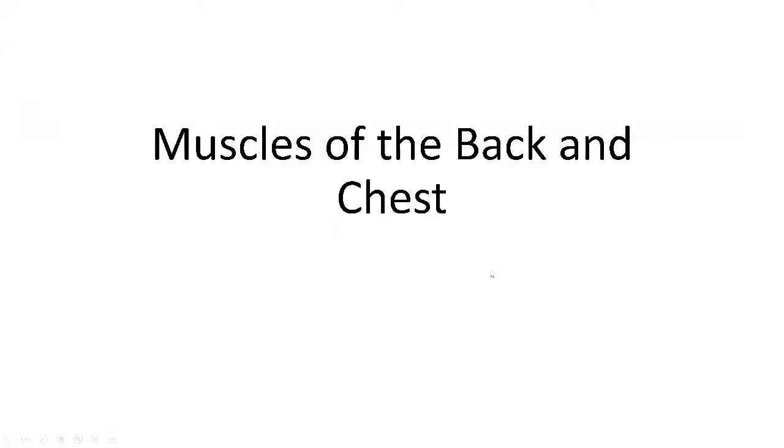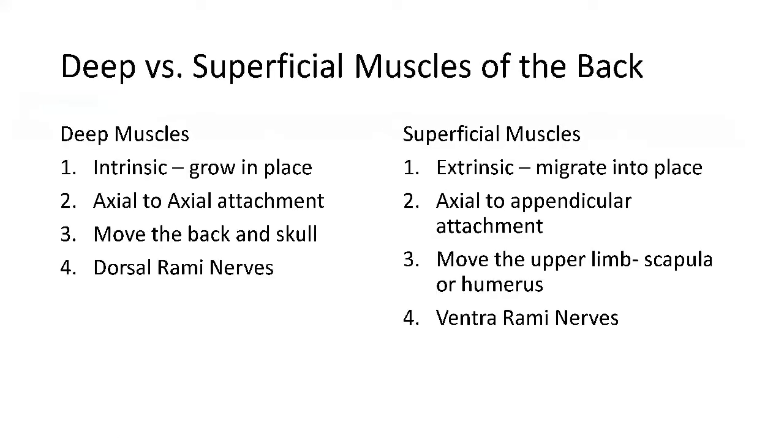So this lecture is on the muscles of the back and the muscles of the chest. These are the muscles that go from the axial skeleton to either the back itself or the upper limb. So we have something we call deep muscles of the back, and we have superficial muscles of the back.